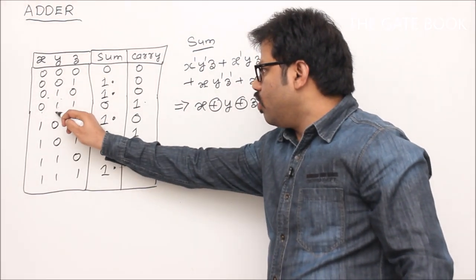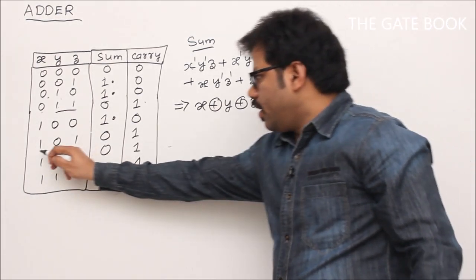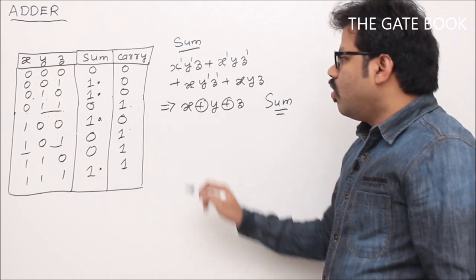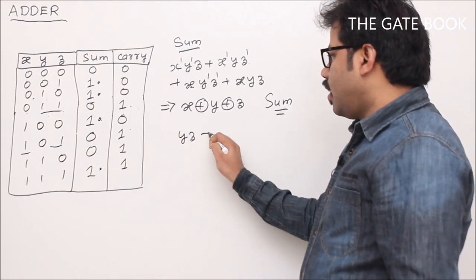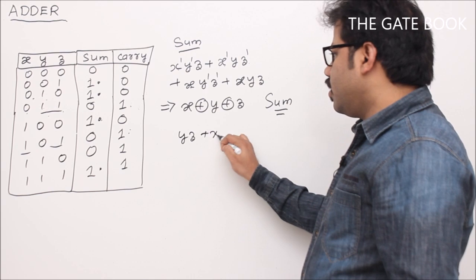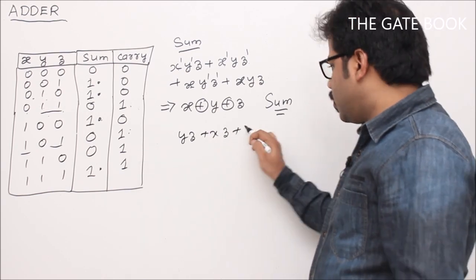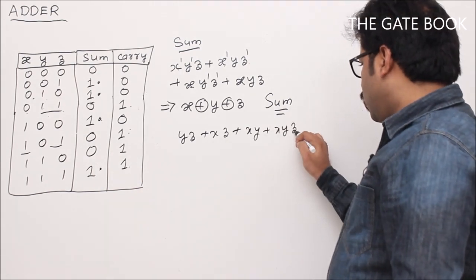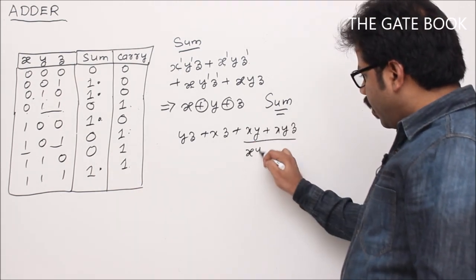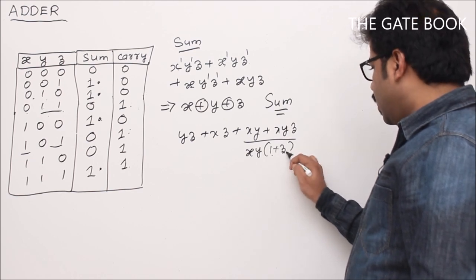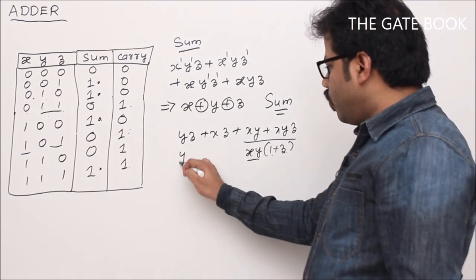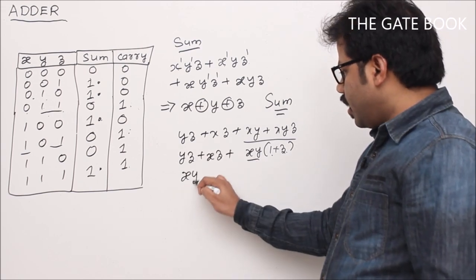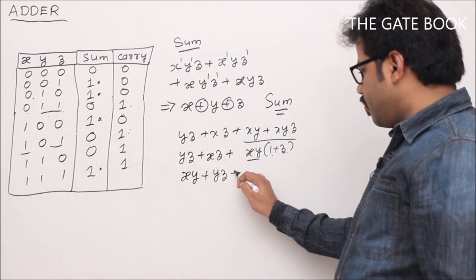Carry is 1 when yz is 1 or xz is 1, so we have 4 carries, 4 ones here. One represents yz, this one xz, this one xy, and this one xyz. So xy plus xyz, if you simplify xy into 1 plus z is 1, then you get xy here. So it would be yz plus xz plus xy. Thus that will be xy plus yz plus xz.